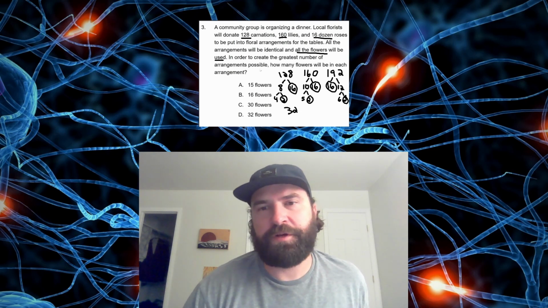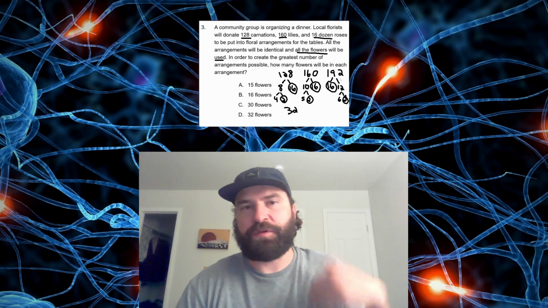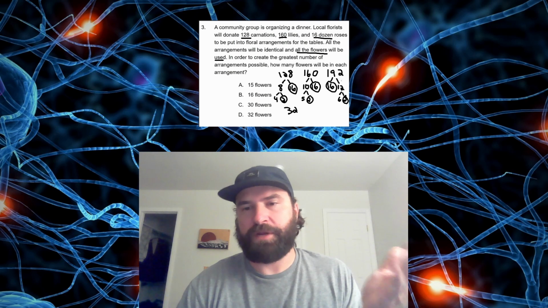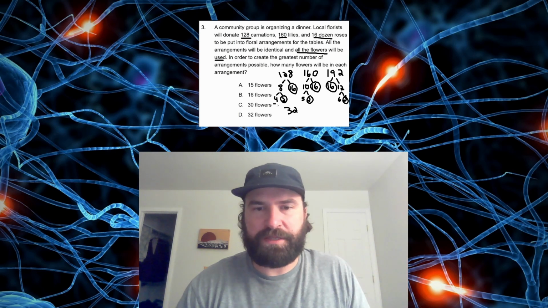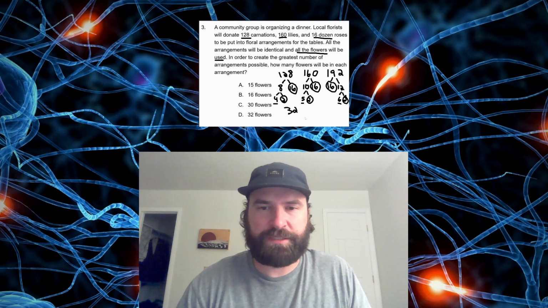So I can make 32 different arrangements. So if I divide each one of these numbers by 32, then I should get the number of flowers that should be in each arrangement. And it just so happens that those numbers are going to be 4, 5, and 6. We'll have 4 carnations, 5 lilies, and 6 roses from each bouquet if we make 32 bouquets. So we do 4 plus 5 plus 6. That's going to give us 15 flowers.